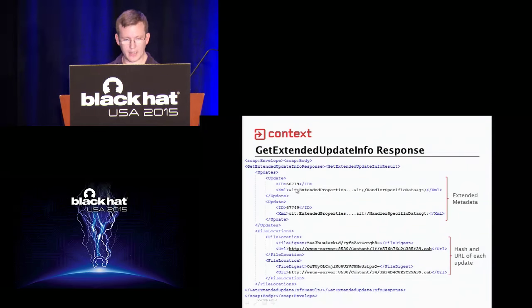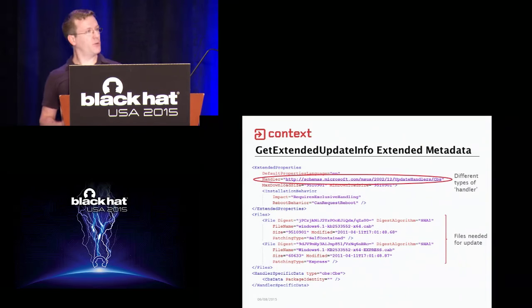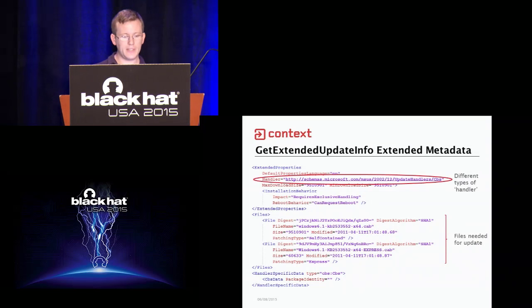So now we're going to look at the contents of these XML tags. This is the really important stuff here. Again, this is not documented on MSDN, but this XML describes how to install each update. So once the file is downloaded, what do you do with it? What's circled at the top here is the handler attribute. And for different types of updates, there are different handlers, and they have different types of XML for them.